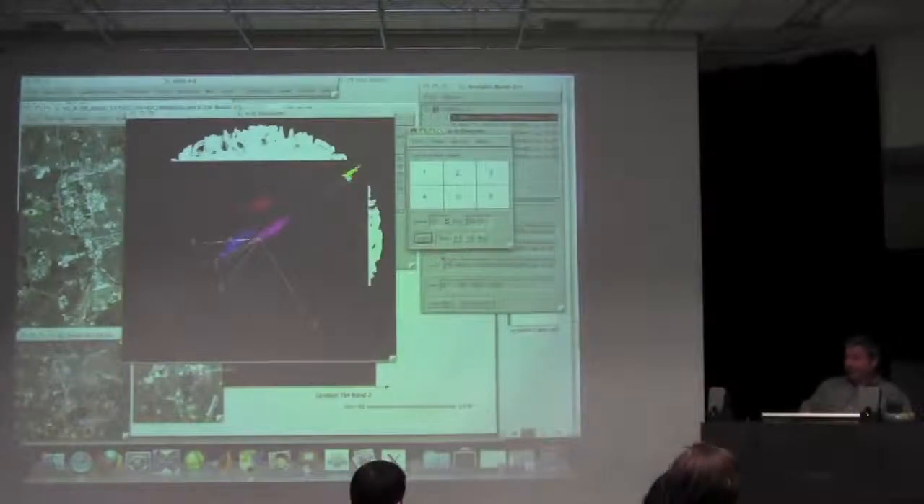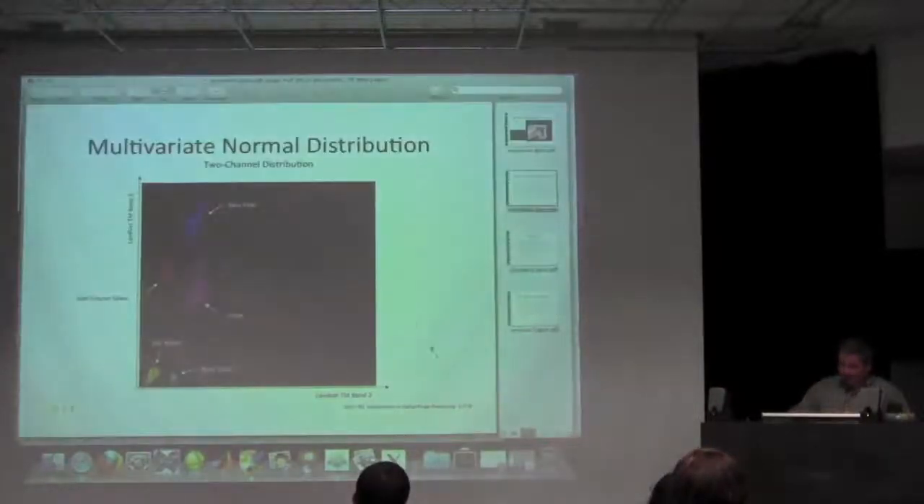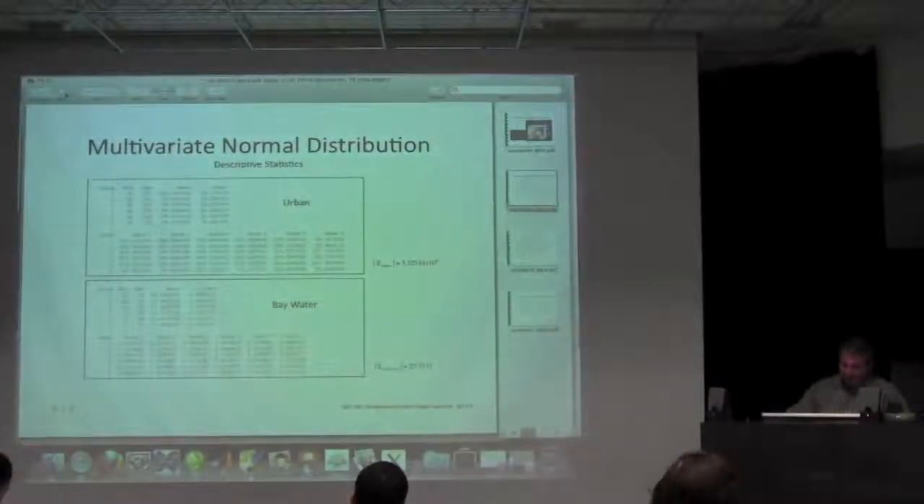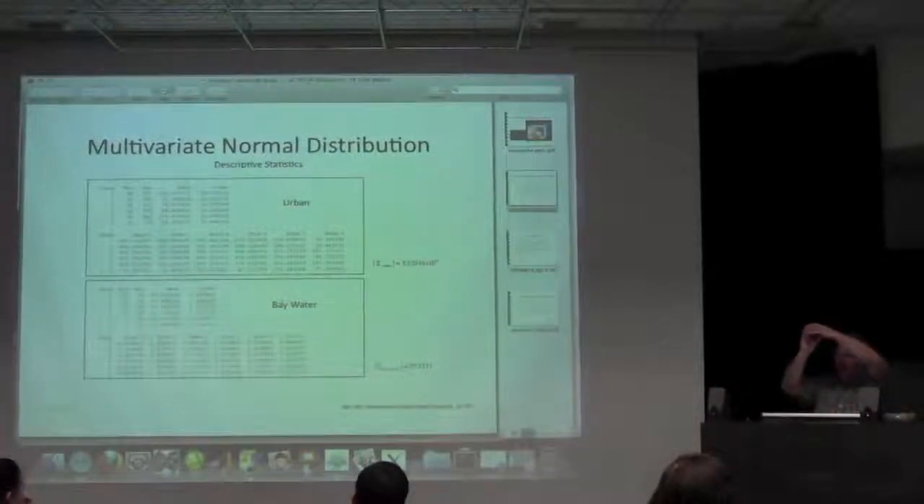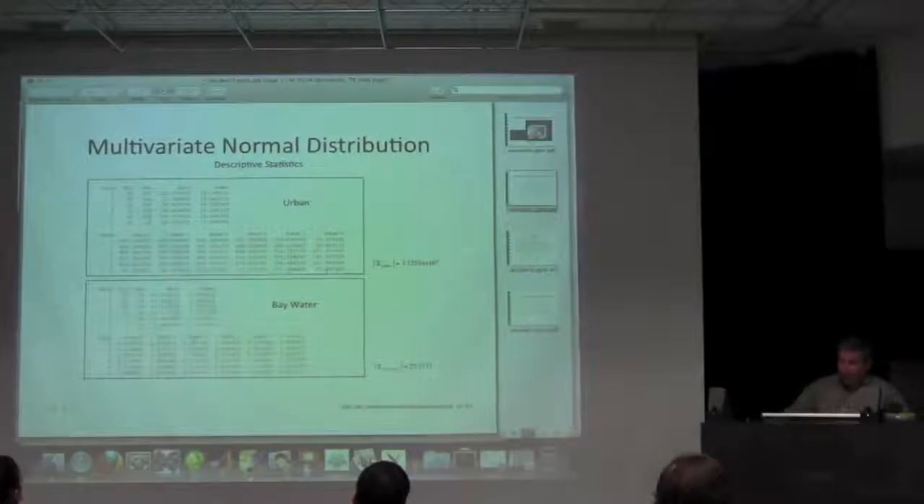All right, so let's hop back here for 1 sec, and let's just take a look at the covariance matrices for a second. So for the urban and the Baywater, remember the urban was that real spread out pink cluster, and the Baywater was up in Narragansett Bay, that was that yellow one on the real deep water. You can print these descriptive statistics out of ENVI.